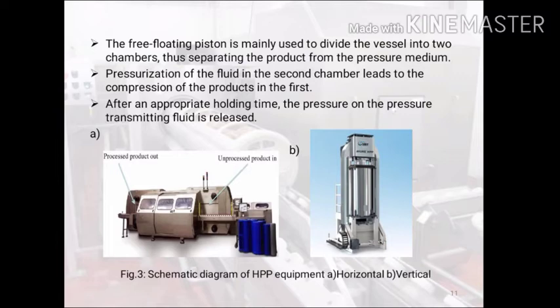After an appropriate holding time, the pressure on the pressure transmitting fluid is released. Then the treated liquid is discharged from the pressure vessel into a sterile holding tank through a discharge port. Unlike batch systems, semi-continuous systems require an additional system such as aseptic filling stations to package the products after the treatment. So these are the two types of high pressure processing. Figure 3 shows the schematic diagram of high pressure processing equipment. One is horizontal and the other is vertical type.